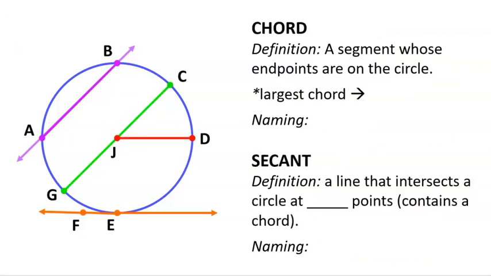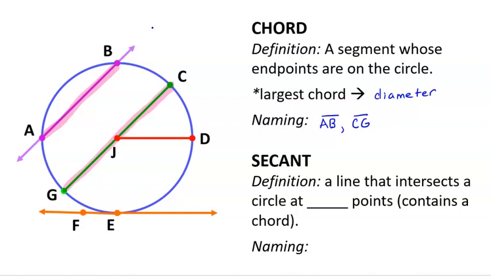A chord is a segment whose endpoints are on the circle. So AB would be a chord, but then also GC would be a chord. And so the largest chord is always going to be a diameter. And we're going to name that just like we did before, just like going back to naming segments.